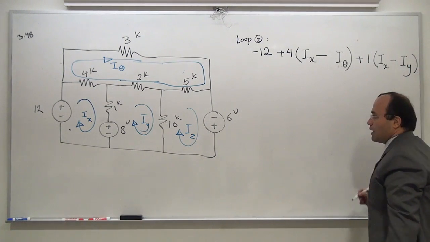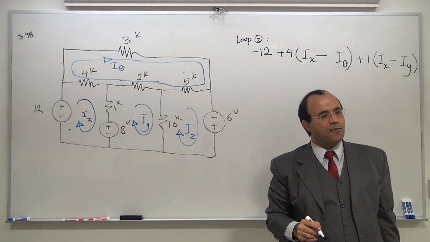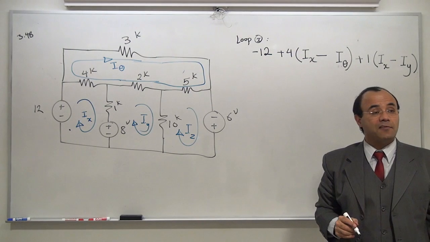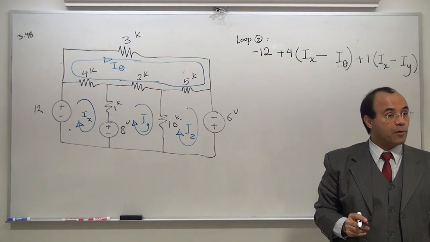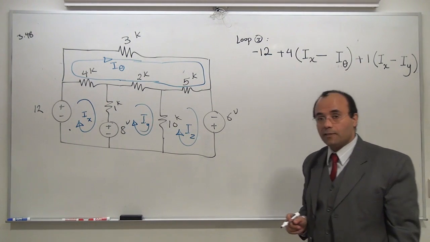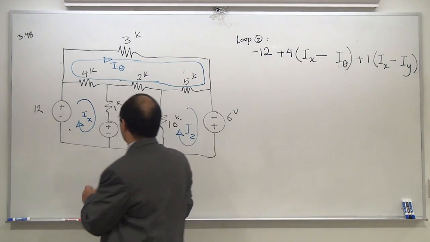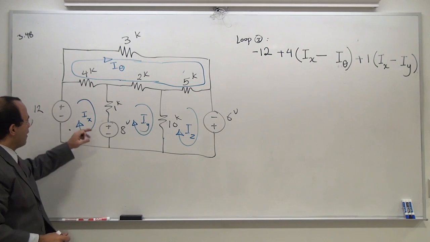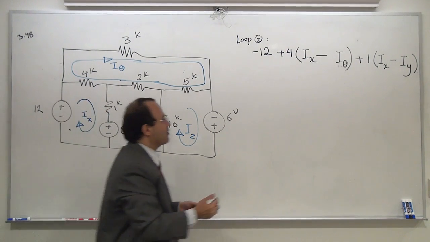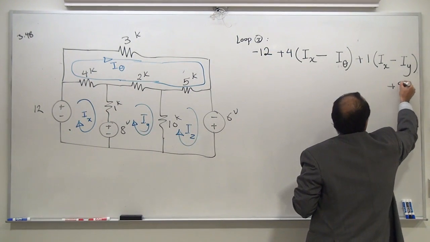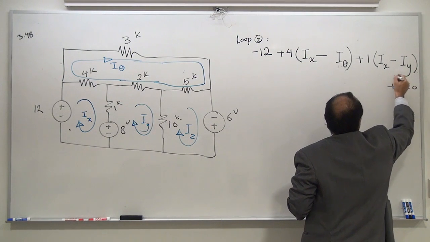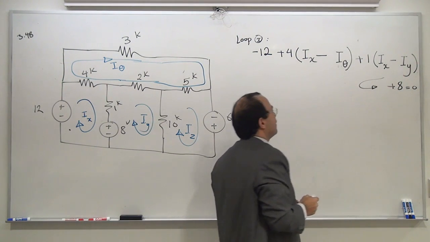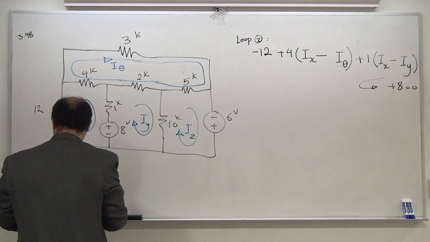You may be tempted to think that all the time these two currents are opposing each other. That's not going to be the case, especially when we talk about supermesh. It's going to be a different universe. So at this time, just examine if they are opposing or they are not. When I get to the 8 volt, I'm going to have plus 8 equal to 0. So this one is continued. Okay? That's loop number X.